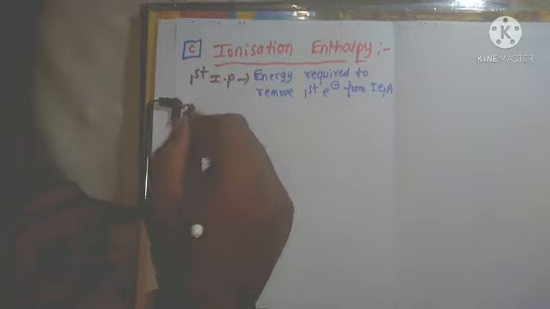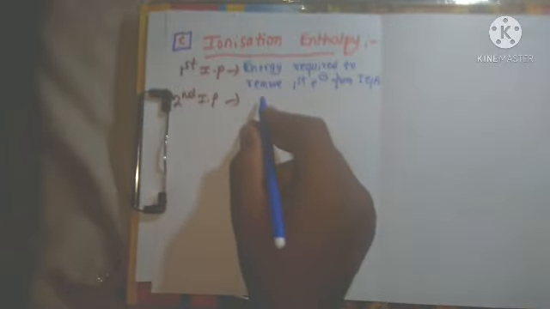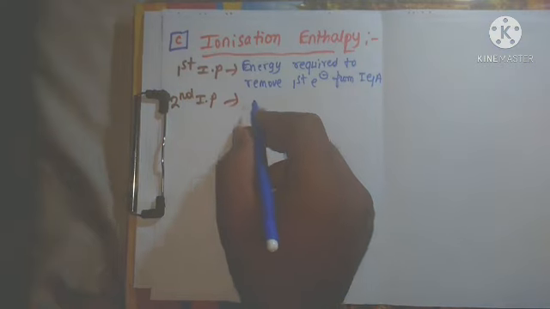Second ionization potential means, again here, just check: second ionization potential means the energy required to remove the second electron from the same isolated gaseous atom.